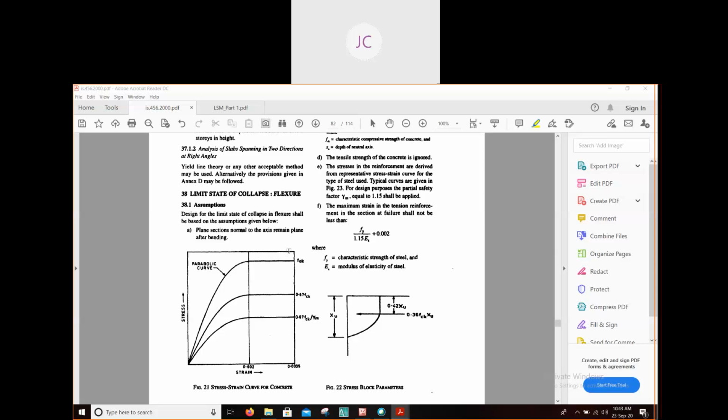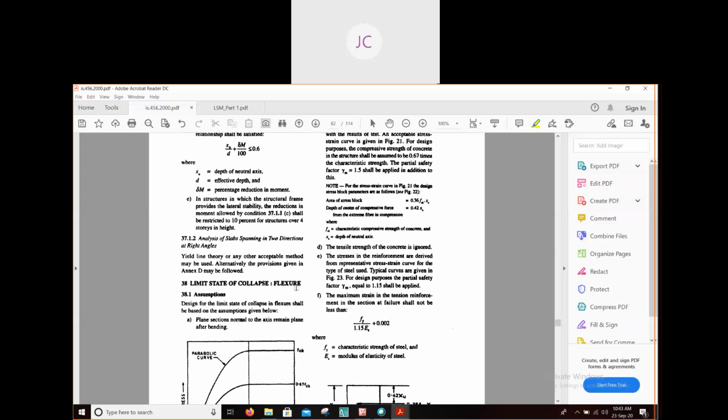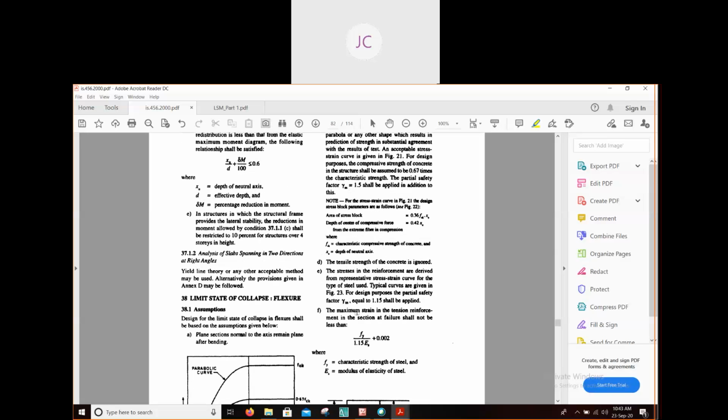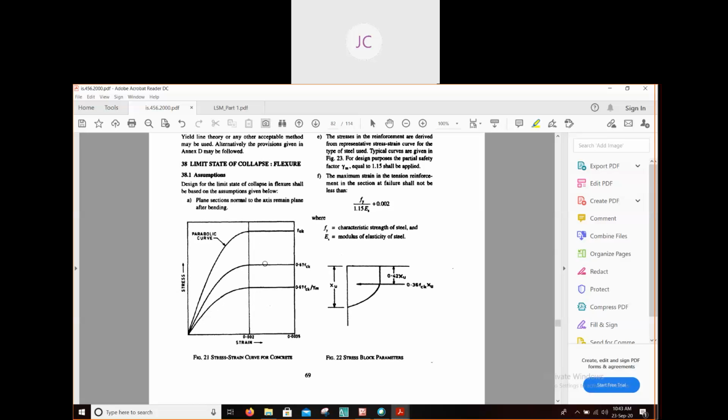We go to clause number 38.1. These are the assumptions. You read the assumptions first, because these assumptions we need to use throughout the syllabus, throughout the semester.